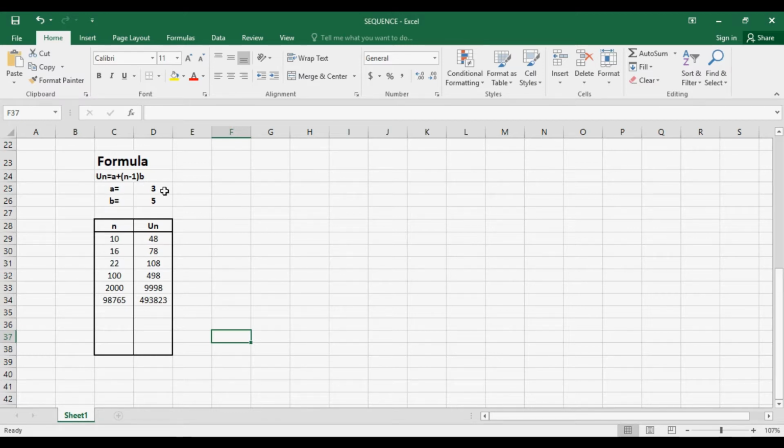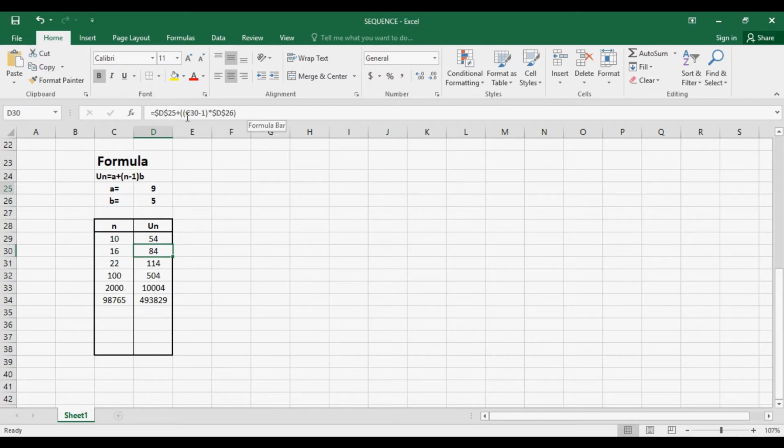And when I change the a to be 9, it will be changed. Yeah, the Un will be changed. You can look before, the Un is 48 when n is 10. But when I change a to be 9, the Un changed to be 54, and so on. I got this. You can look.